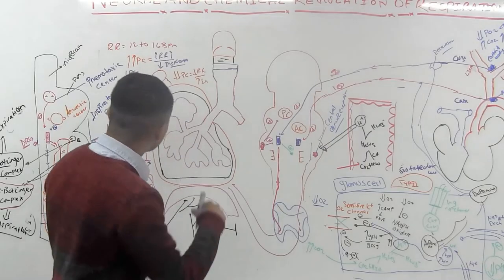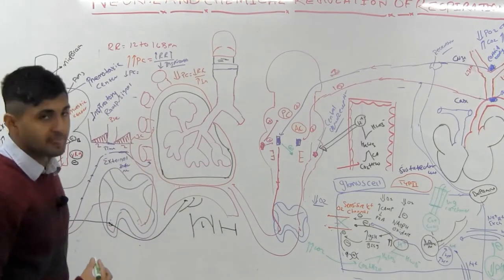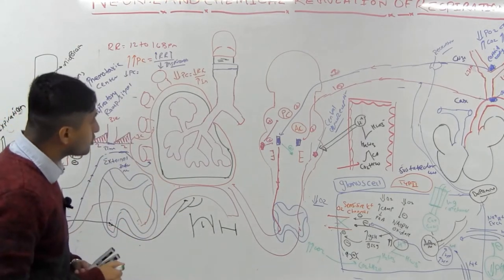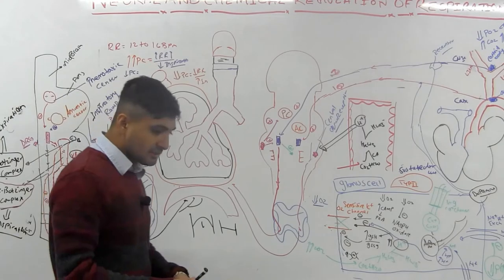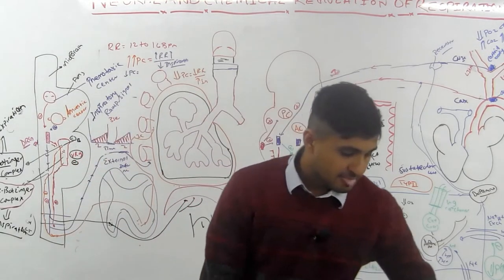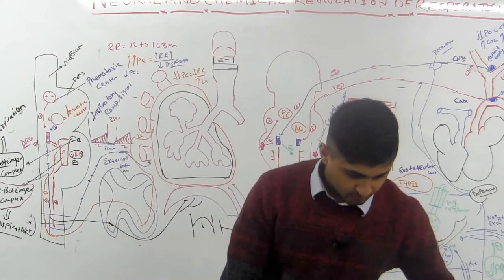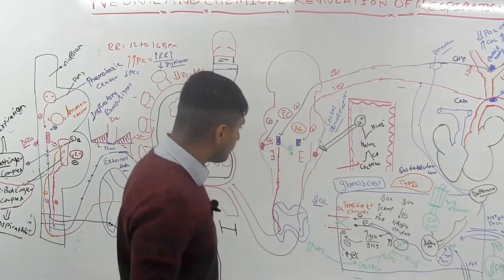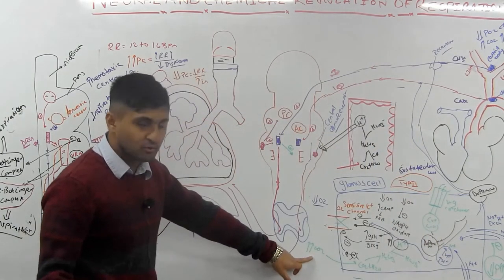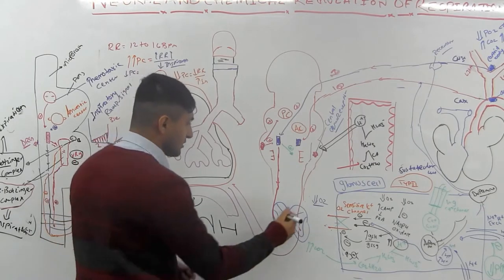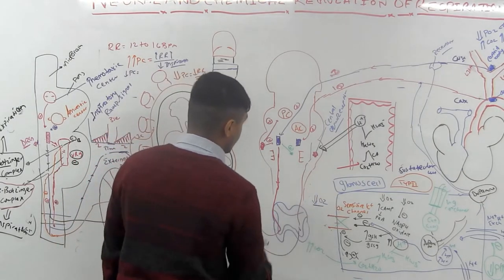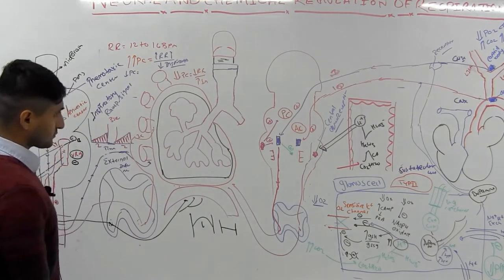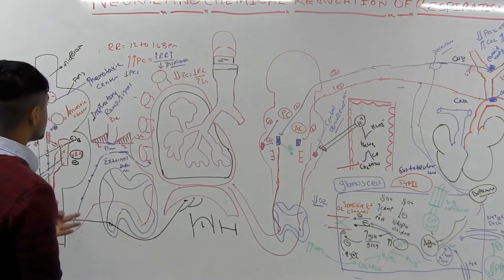So far we have talked about neuronal and chemical control, but there is another thing that plays a very important role. By the way, whenever there's a high level of carbon dioxide, we call that hypercapnia, and whenever there's a low level of oxygen, we call that hypoxemia. Now, we also have to talk about other things that are going to change this.